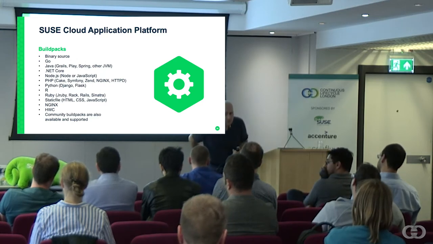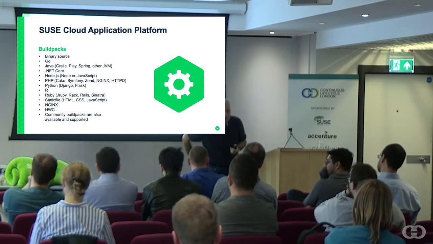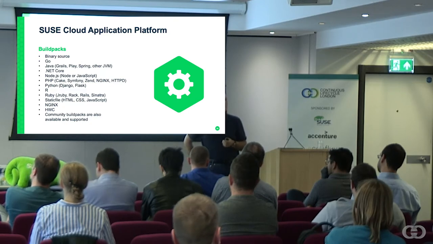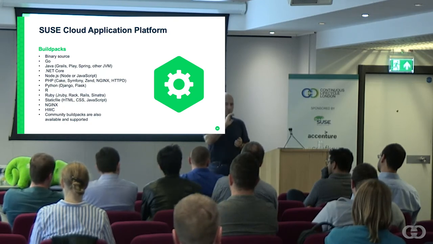Is it comparable to the source to image from Red Hat? You don't require source to image. Is it comparable to source to image?